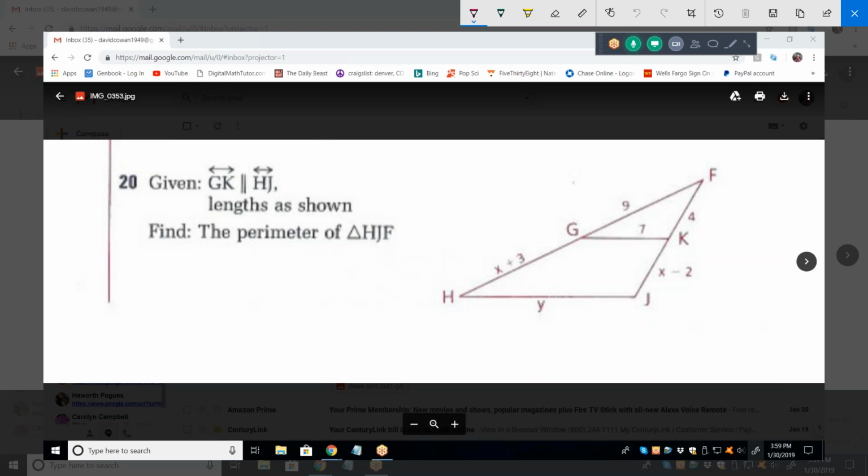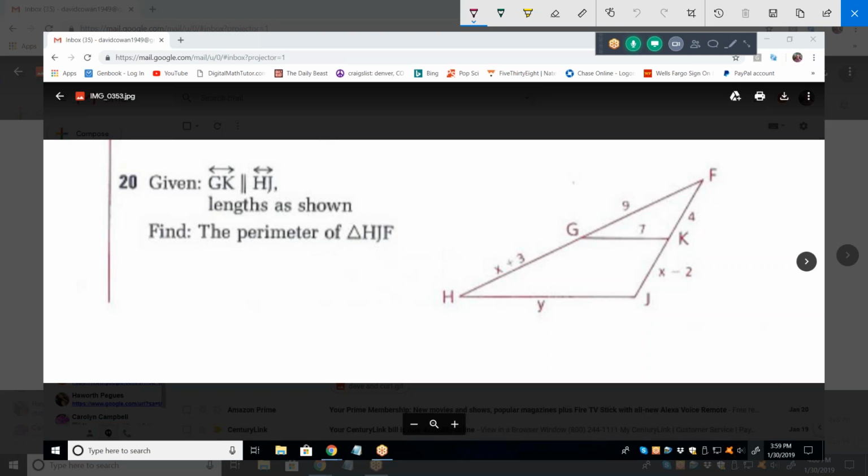And they want you to find the perimeter of HJF, which means finding the lengths of everything. So we need to solve for X, we need to solve for Y, and that's it. Okay. So, what do we know?